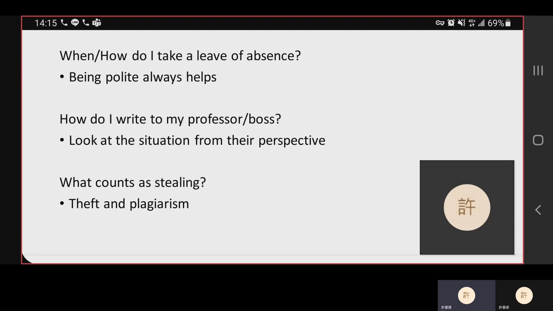And then finally, the question of plagiarism or stealing. If you steal money from work, even if you steal just 100 NT, that's stealing. In college, if you steal someone else's words or ideas, not just words, but also specific, clear ideas, even if it's the smallest thing, like one sentence, half a sentence, it's still stealing. It's still plagiarism. So the way to avoid this is, if you are using someone else's words or ideas, tell me where you got those words or ideas from.